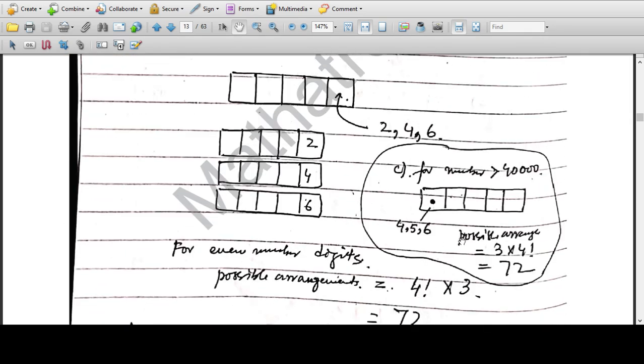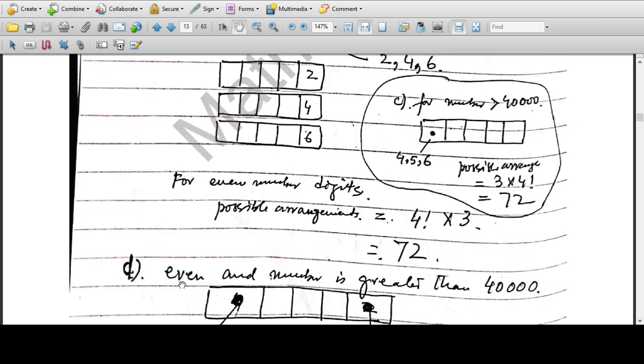For part C, the first letter must be 4, 5 or 6, and the remaining may be whatever. So there are 3 possibilities, 4, 5, 6, and the remaining 4 letters will have 4 ways. So 3 into 4 ways, which is again 72.